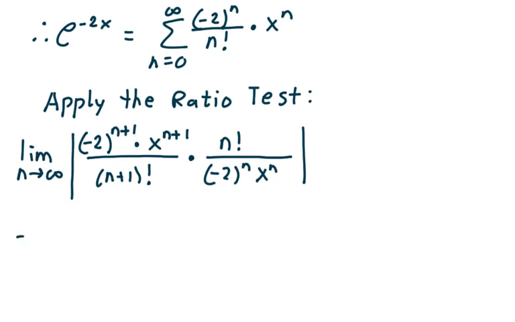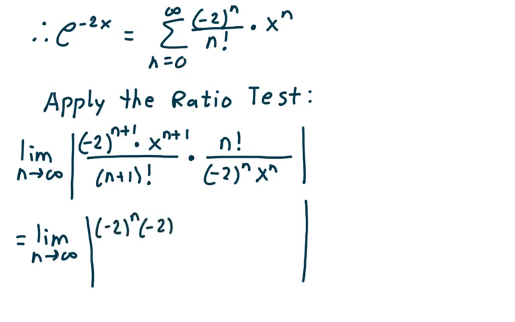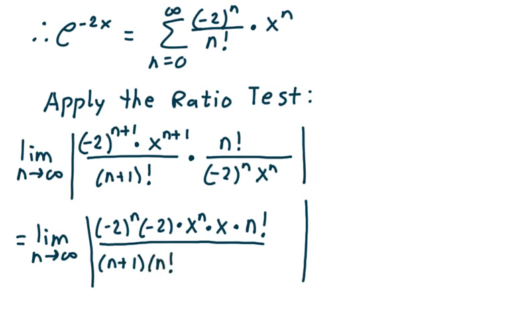Okay. So now, from here, we can simplify a little bit. So we're taking the limit as n goes to infinity of, so we get negative 2 to the n times negative 2 times x to the n times x times n factorial. So I'm multiplying all the numerators, right? Now, in the denominator, we get, remember, it's n plus 1 times n factorial times negative 2 to the n times x to the n.